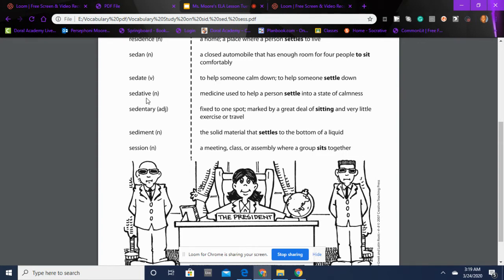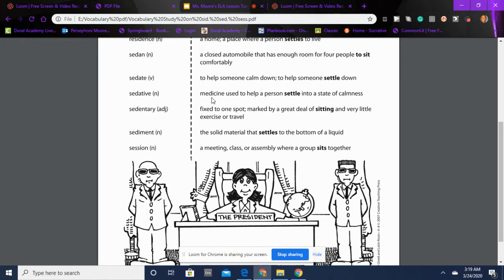A sedative is, again, the noun form of the verb. So you sedate using a sedative. A sedative is the medicine used to help a person settle into a state of calmness. Sometimes doctors use sedatives in order to calm a patient down so that way they can perform a procedure on them. And the same thing again with the animals that may be roaming wild. Highly trained animal people come and they help by sedating the animals, giving them a sedative to help them calm down.